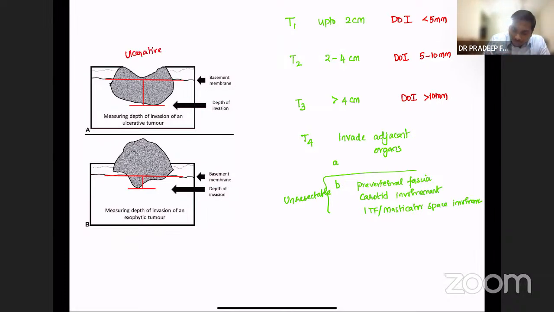So the depth of invasion is measured from the adjacent basement membrane to the maximum depth of involvement.